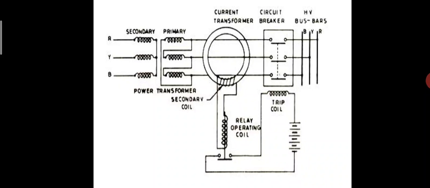So see the diagram. RYB, three phases. This is the secondary side and primary side. These are current transformers, circuit breakers, HV bus bars, high voltage bus bars, and current transformer connected to relay operating coil and power transformer secondary coil and trip coil.